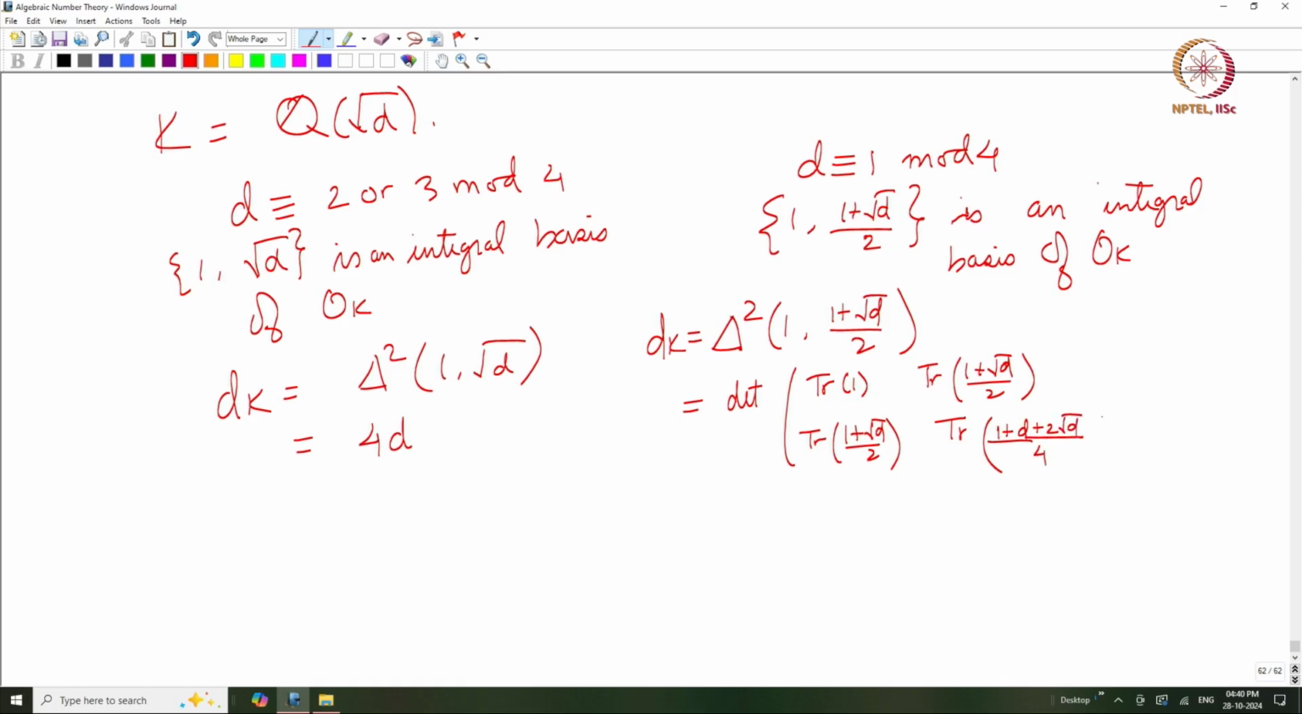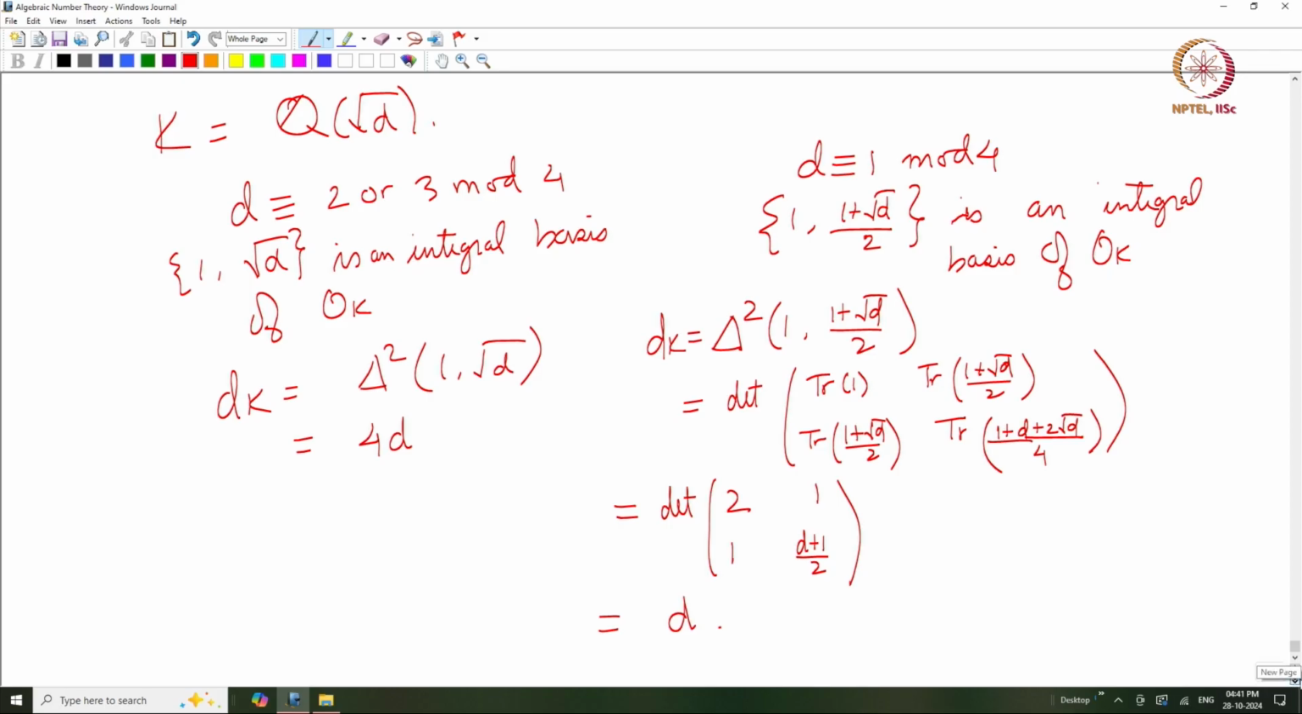plus 2 square root of d by 4. Okay. So, if we compute this, this is determinant of 2, and what is this? This is 1, and the trace of this is also 1, and what is the trace of this? Well, the trace of this part goes away, and the trace of this is d plus 1 by 2, which is equal to d plus 1 minus 1, which is d. Okay, all right. So, this is the calculation of the discriminant.